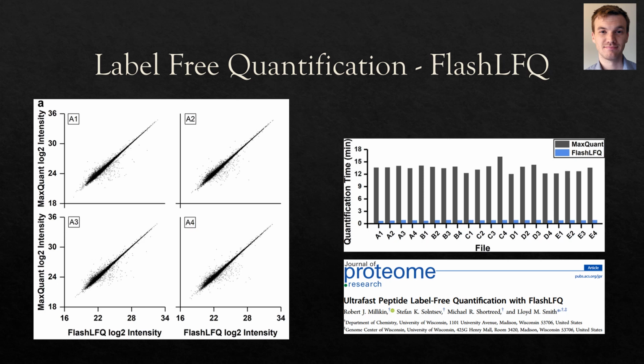Here you can see a couple of graphs from that publication. On the left, what we're showing here is 2-to-1 mixtures of E. coli spiked in a human protein background. And we're comparing the FlashLFQ quantification results to MaxQuant, which is really the top program for quantification at that time. And on the right, you can see the quantification time comparison between MaxQuant in the gray bars and FlashLFQ in the small blue bars. It was more than an order of magnitude faster with equal or better sensitivity, precision, and accuracy.